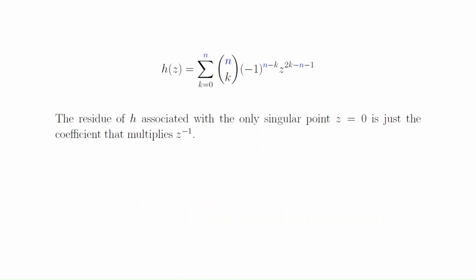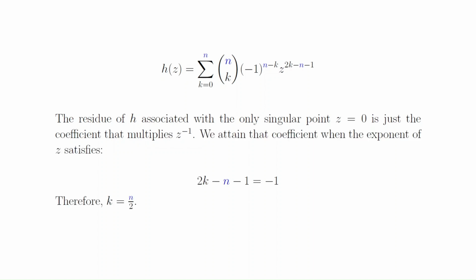The residue of h associated with the only singular point c equal to 0 is just the coefficient that goes with c to the power of negative 1. And we attain that coefficient when the exponent of c satisfies that 2k minus n minus 1 is equal to negative 1. Solve for k, and you obtain k equal to n over 2.